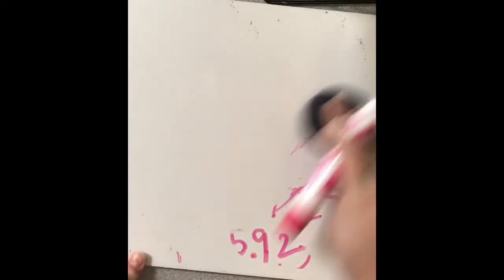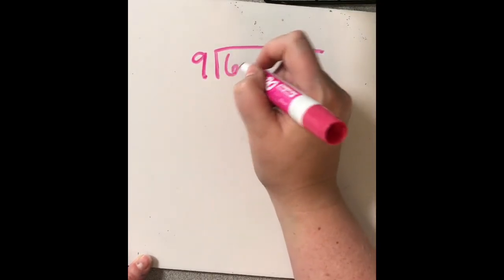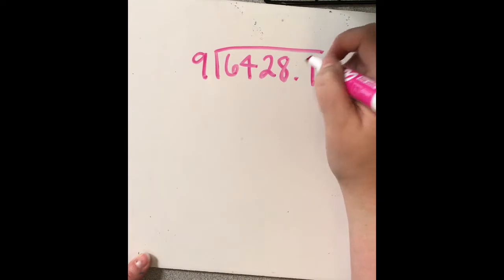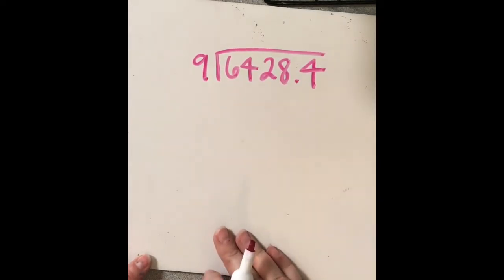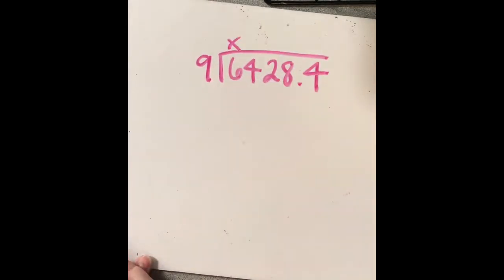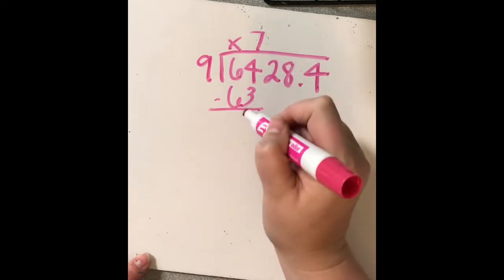Okay, let's do our find the quotient. Our quotient, we've got 9 goes into 6,428 and 4/10. Okay, so we're going to just do our normal division. 9 does not go into 6, so now we do into 64. So 9 times 7 is 63, which gives us 1 left over.